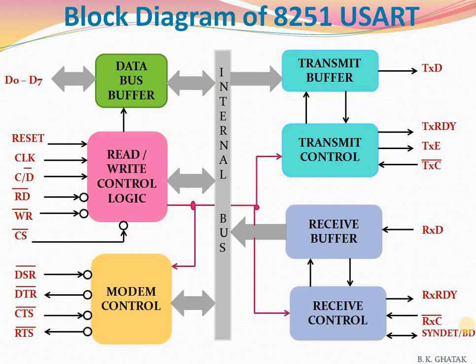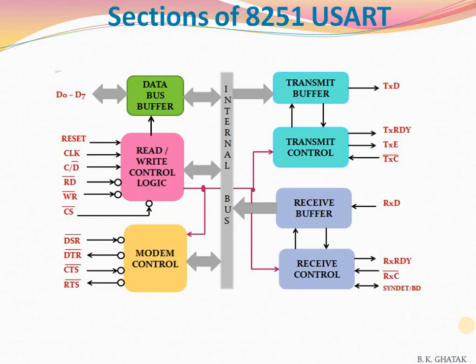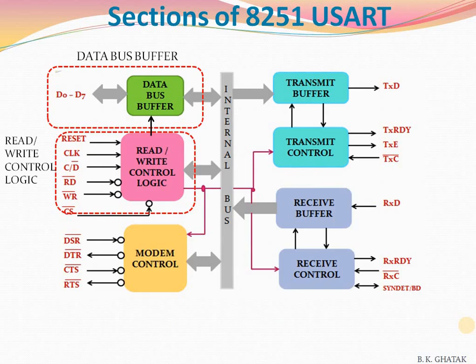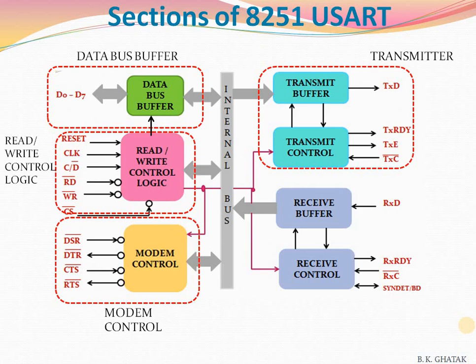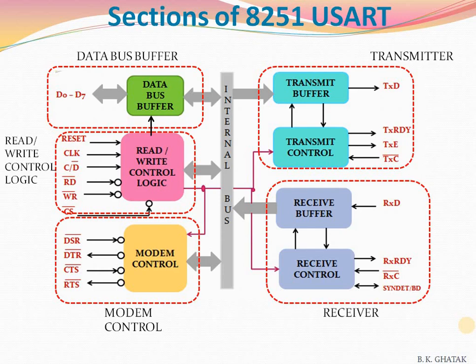Clear? So from the block diagram we can easily understand that there are 5 sections. One is data bus buffer, another is read write control logic, then modem control, then transmitter, and the last one is receiver. So these are the 5 sections of 8251.